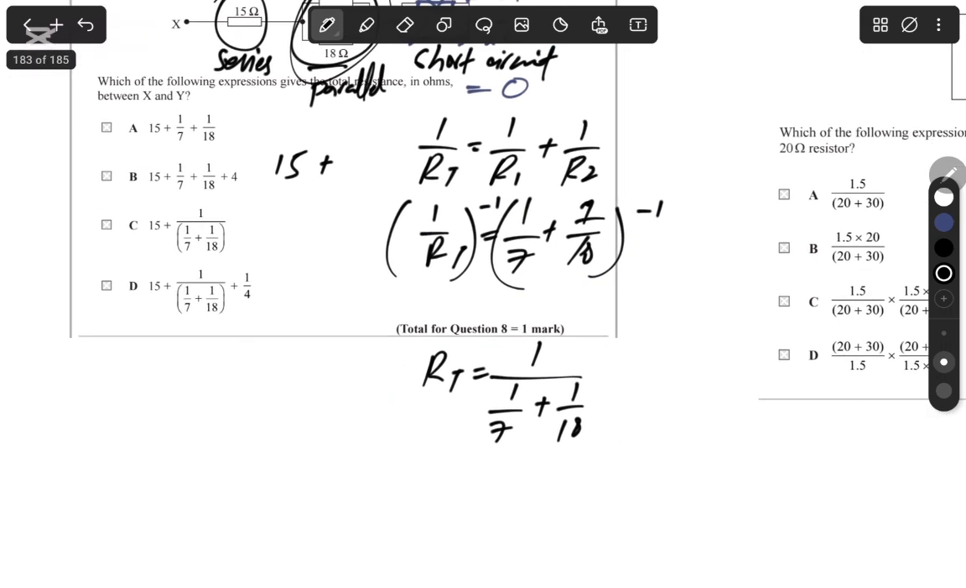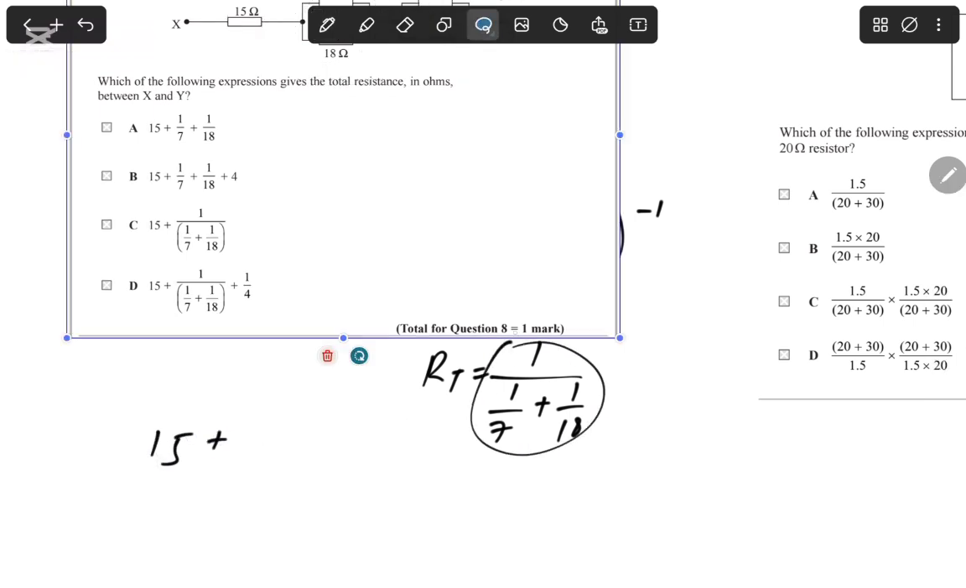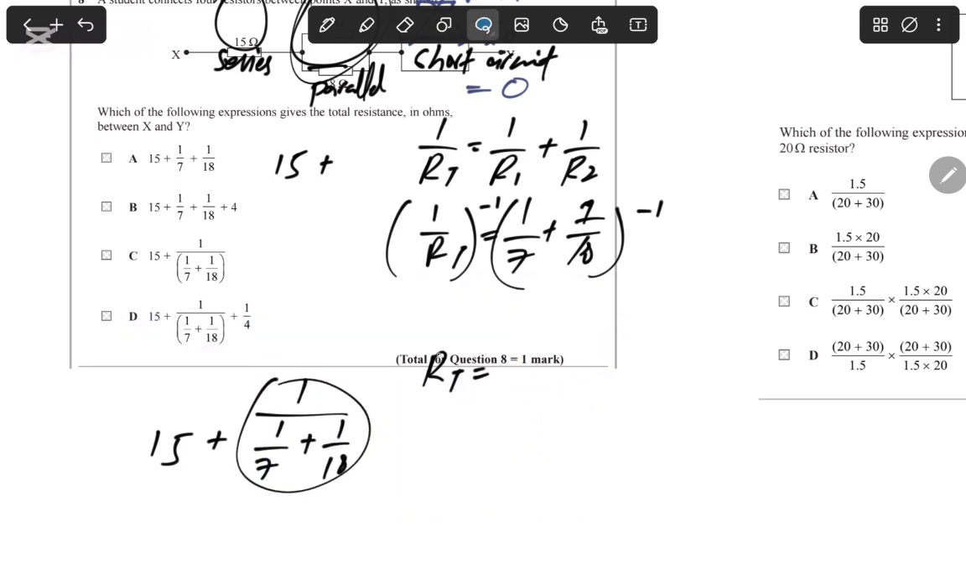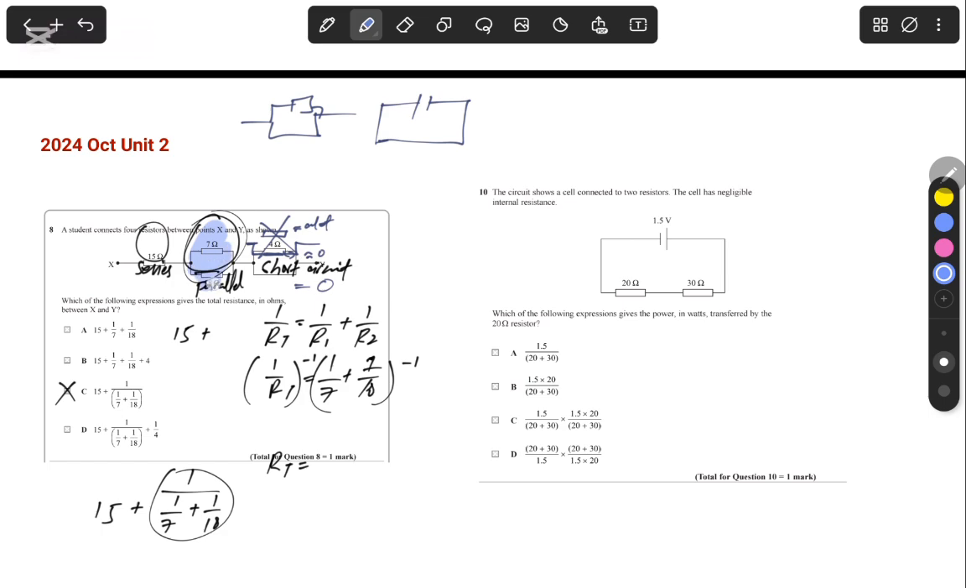And then we can just write 15 plus that. So let's just grab that. And that matches option number C. So hope this is clear. Parallel resistance, short circuit, series. Short circuit has no resistance, remember that.